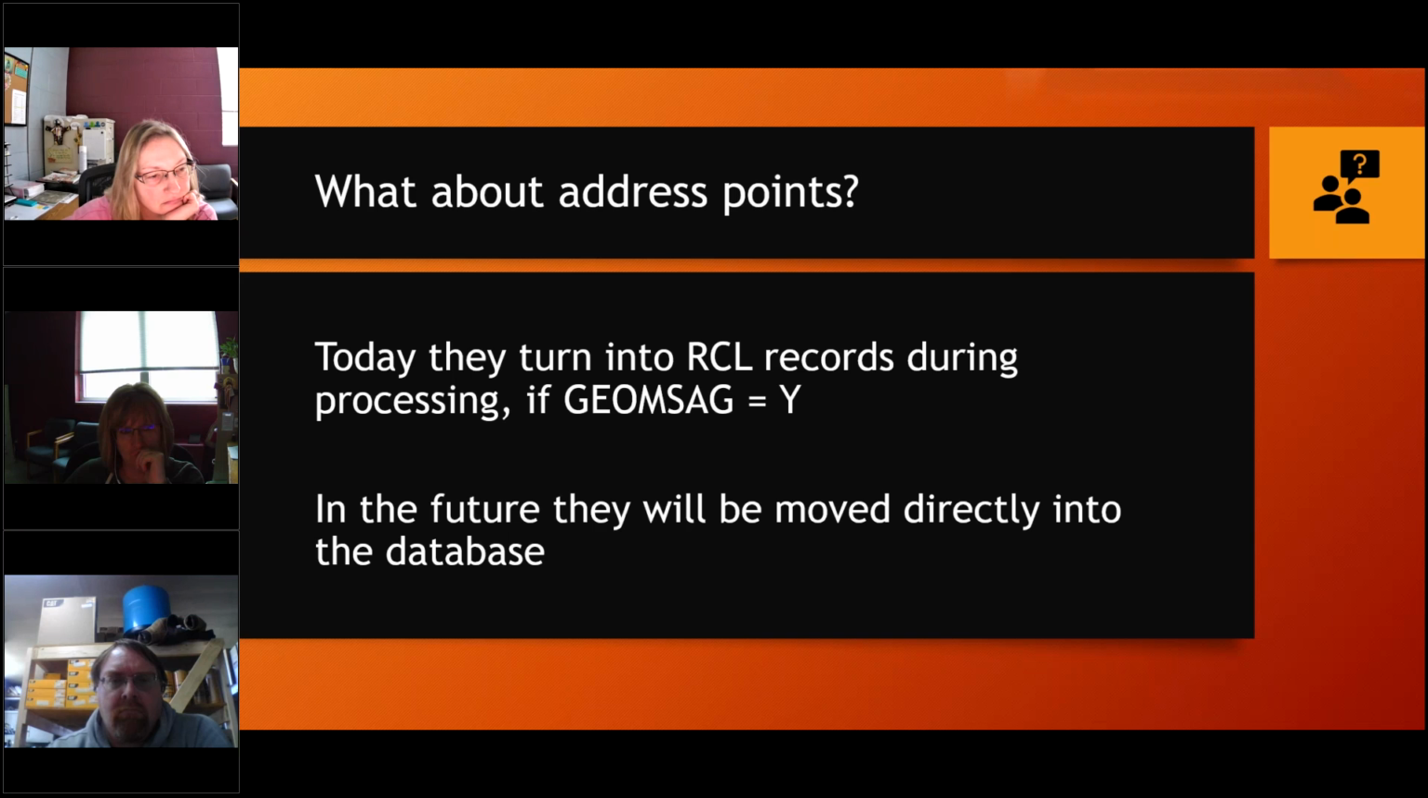So another question that I get quite a bit about the GeoMSAG is, what about the address points? Today, they turn into road centerline records during the post-submission processing. If you have made the GeoMSAG field equal to yes, we change them into very tiny road centerline records so that they can be processed, because the company we give the data to is not prepared to process address points the way we had hoped.